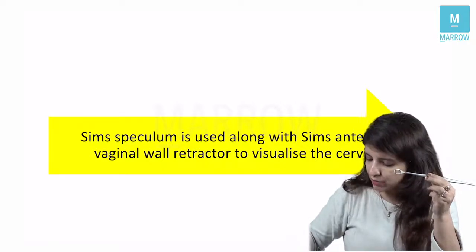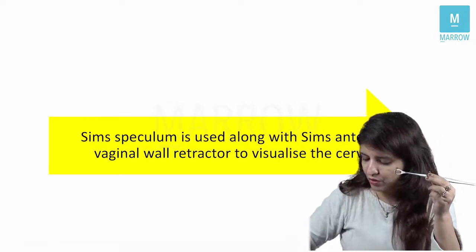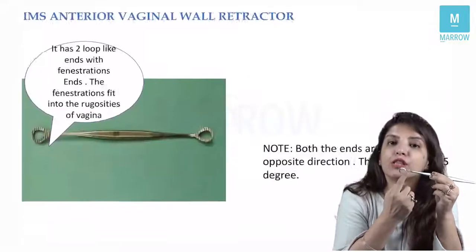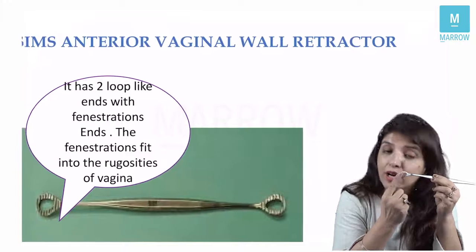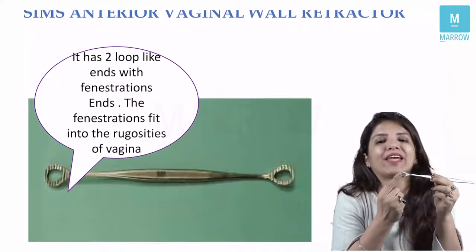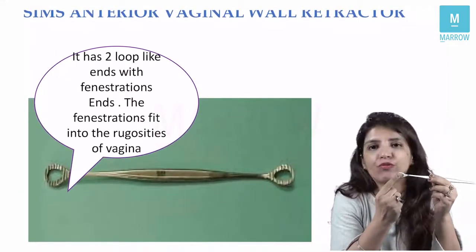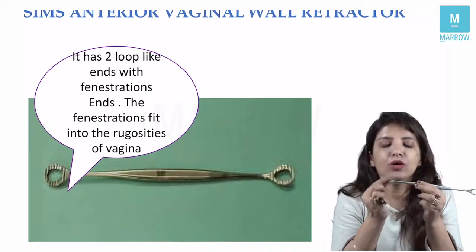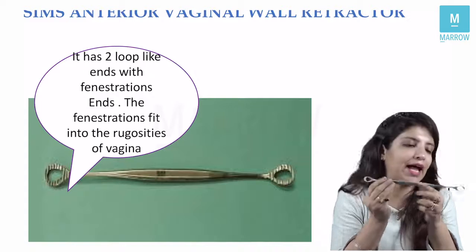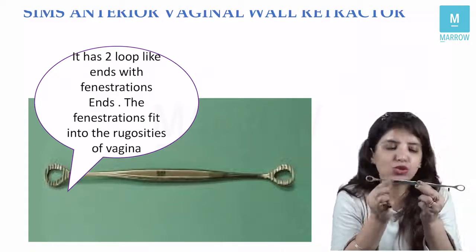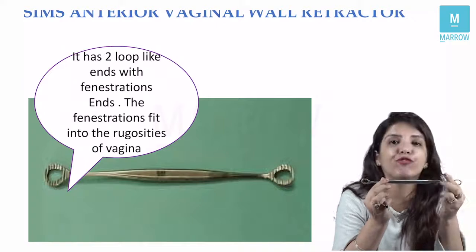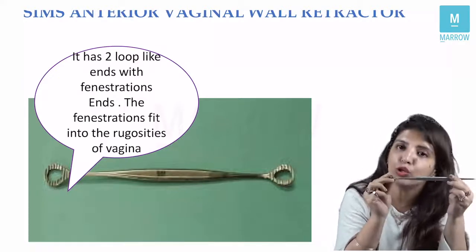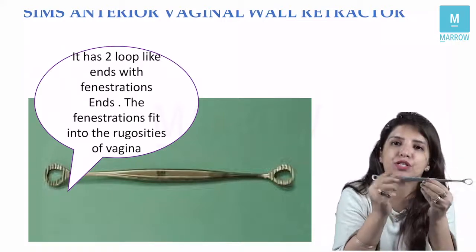So, let me open an image also. There are serrations or fenestrations present in the loop-like end. Why are these fenestrations present? So that they can fit into the rugosities of the vagina. Now, if you see over here, the loop-like ends are making an angle with the handle, right? So they are making an angle. This is a 15-degree angle which they make with the handle, and both the loops are pointing in opposite directions.